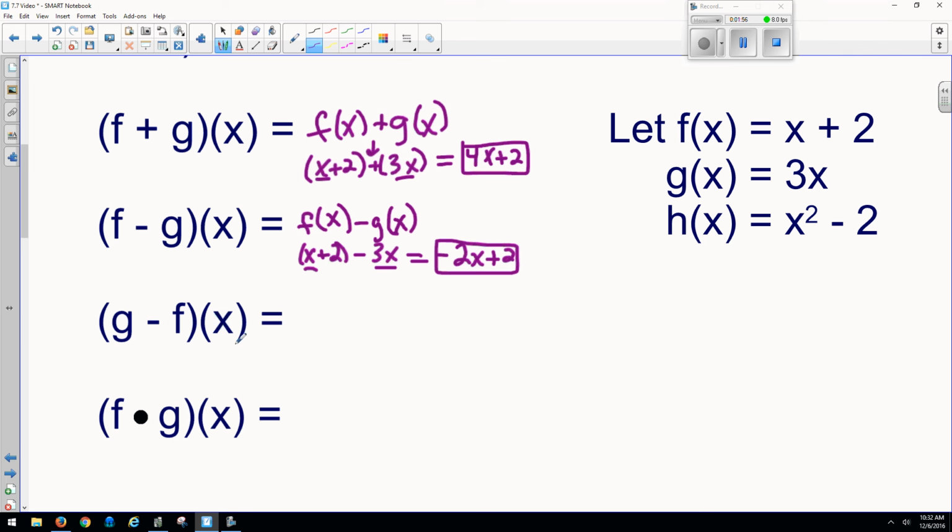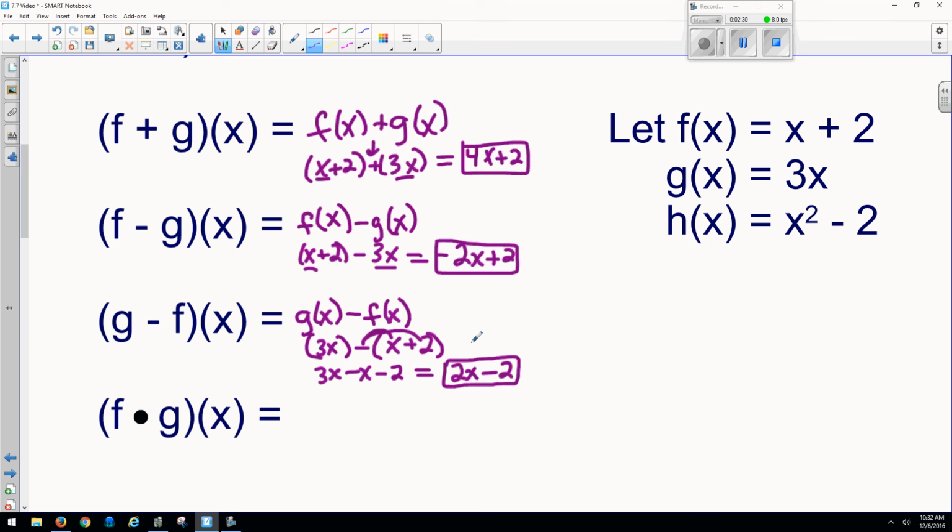We're going to switch that up a little bit. And the reason I wanted to show you this example is because I want to stress how important parentheses are. And so g of x, which is 3x, minus f of x, which is a binomial. So if I'm subtracting the entire binomial, I have got to make sure I distribute this negative. Really important. So this is going to be 3x minus x minus 2, which is 2x minus 2. So just be careful with parentheses, especially with subtraction.